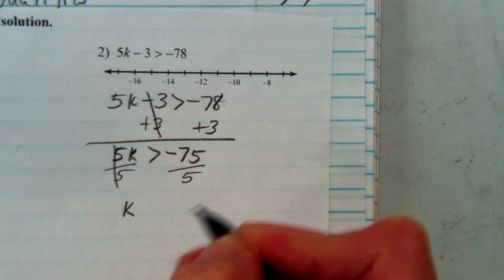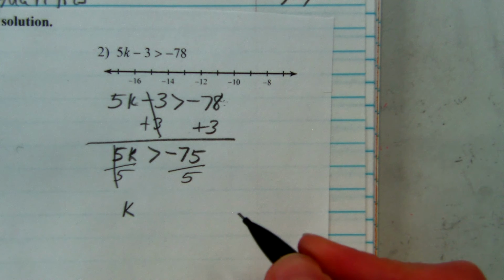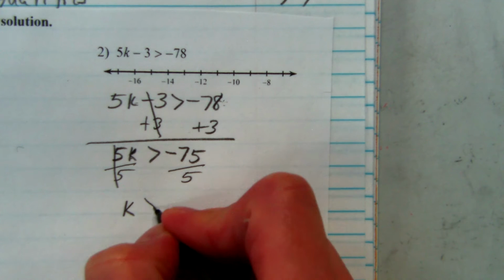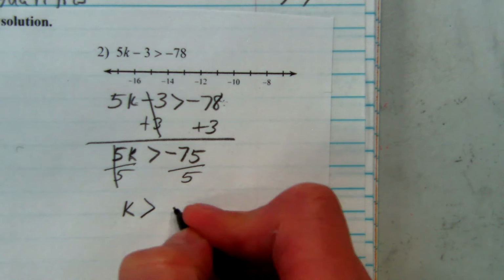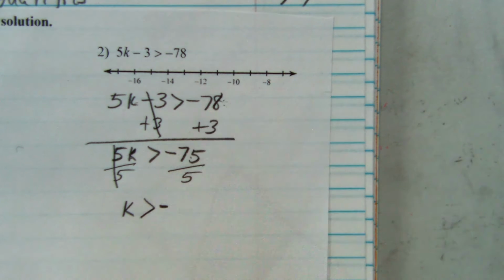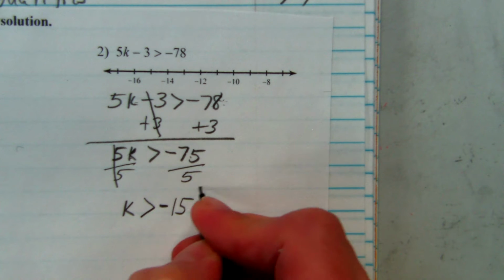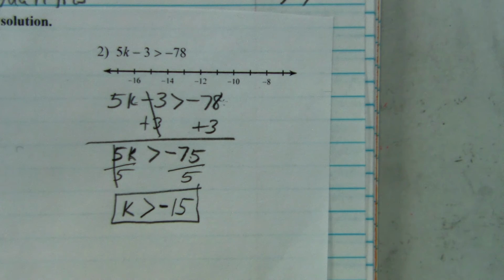Does anybody know what 75 divided by 5 is? 15. Good. And then is it going to be positive 15 or negative 15? Negative, because I have a negative divided by a positive. They've got different signs. Good. So k is greater than negative 15 is my solution. So I'm going to box that.